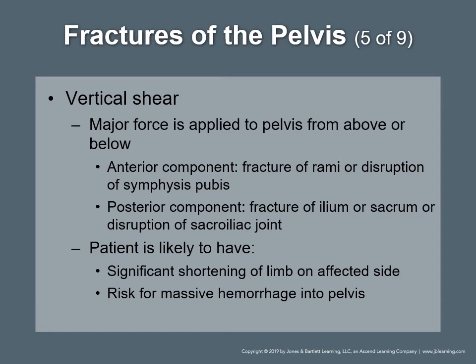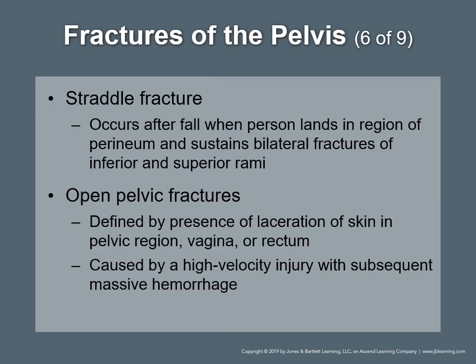Anterior and posterior components. Anterior component is fracture of the rami or disruption of the symphysis pubis. Posterior component is fracture of the ilium or sacrum or disruption of the sacroiliac joint. The patient is likely to have significant shortening of the limb on the affected side and risk for massive hemorrhage into the pelvis.